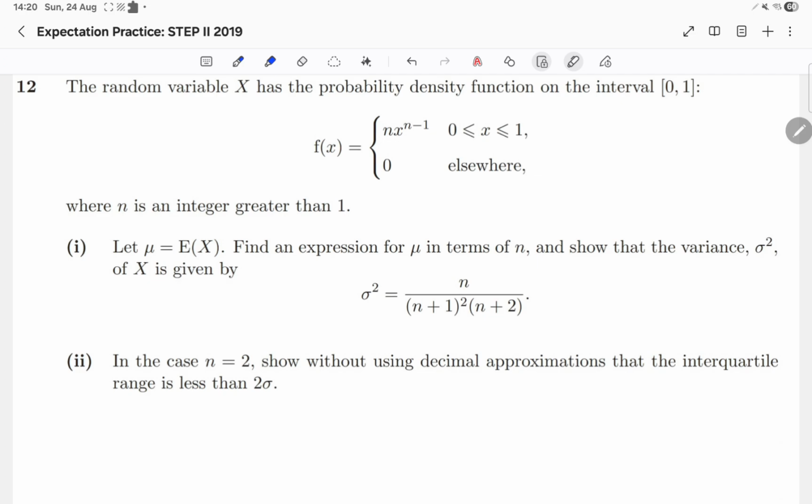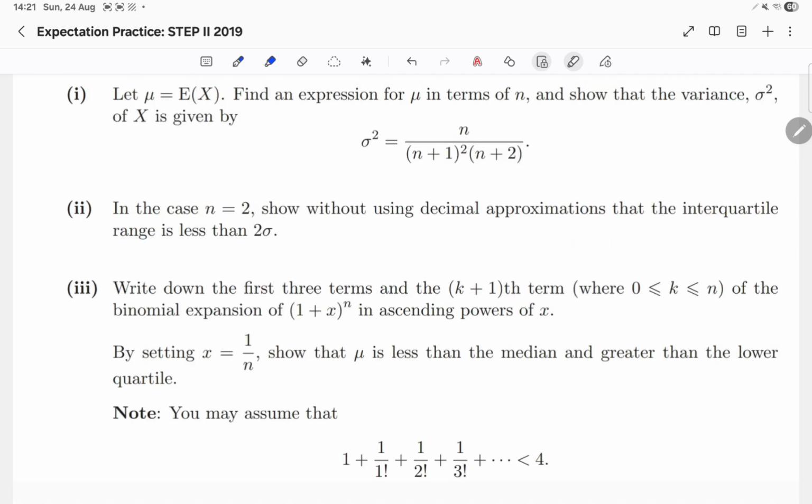Part 2. In the case n is equal to 2, show, without using decimal approximations, that the interquartile range is less than 2 sigma. Part 3.